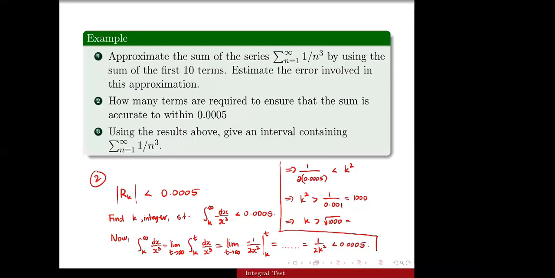But this square root of 1,000 is 10 square root of 10. Okay? And what is this 10 square root of 10? It's approximately 31.623. So you want your k to be greater than 31.623. So you choose k equals 32. You may choose k equals 32.